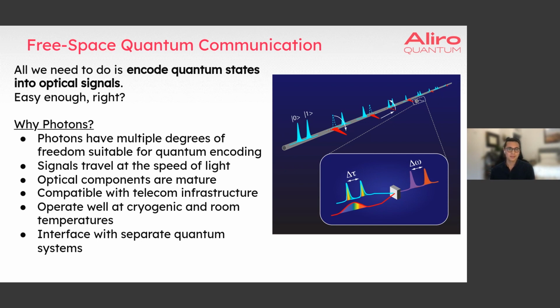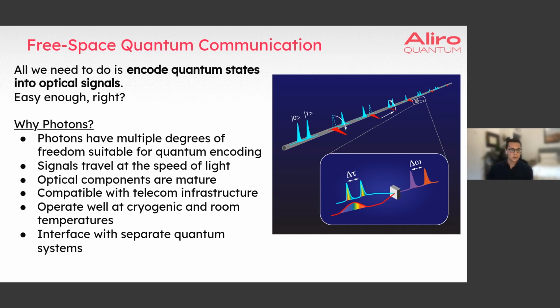Well, photons have a set of unique properties that make them quite promising and a great candidate for encoding quantum signals for communication. Photons have multiple degrees of freedom suitable for quantum encoding. So photons have, for example, their frequency, their polarization, etc. There are different degrees of freedom that we can use to encode our logical quantum states. These photons travel at the speed of light, which is great for communication systems.